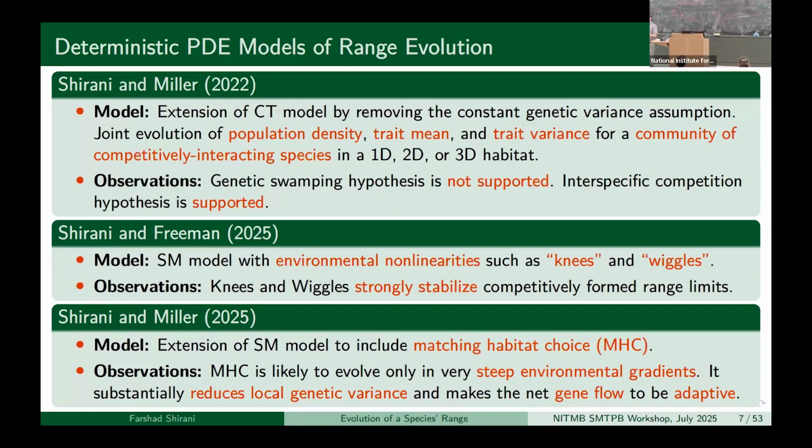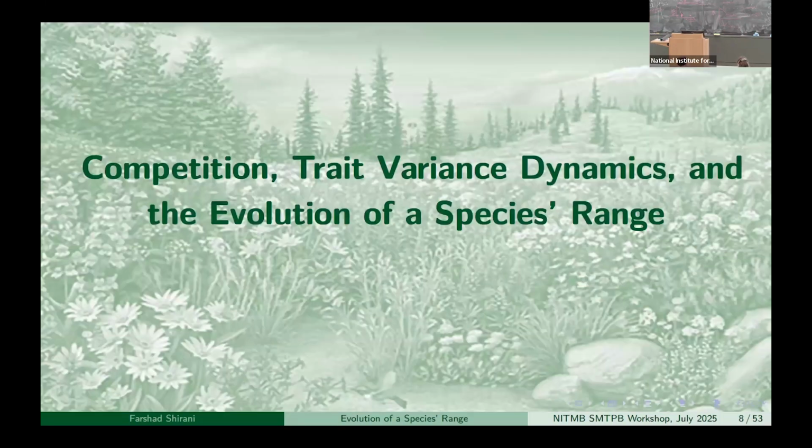It can create adaptation on a single generation time scale. It can substantially reduce trait variance. It can create adaptive gene flow instead of maladaptive gene flow. That means it is going to rule out the possibility of the genetic swamping hypothesis entirely. And it has some side effects, like promoting phenotypic segregation, assortative mating, sympatric speciation, and these sorts of things. All right, this was the summary of the results that I want to talk about.